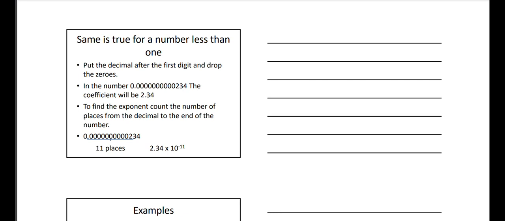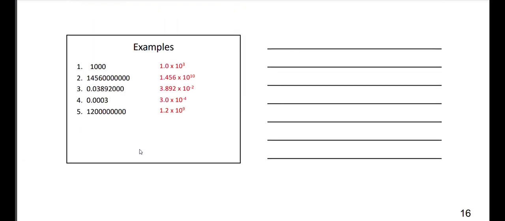So let's look at this number here. You'll put the decimal after the first digit and drop the zeros. You'll do essentially the same thing. I'll put my decimal right in here, and then I'll count my decimals. Same thing: if you count all the way down to the 2, you'll see that you moved the decimal 11 spots. So this 11 will be substituted as the power of 10. But in this case, it's going to be a negative 11, because the number is less than 1, by 11 places.